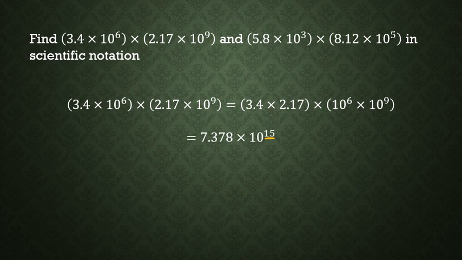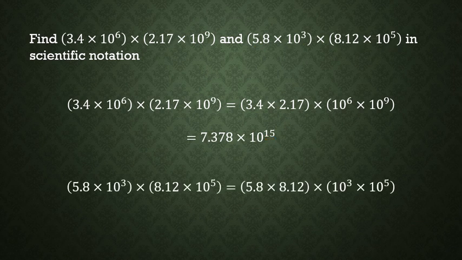For the second one here, we're going to start off the same way. I'm going to do 5.8 times 8.12, and then I'm going to do the 10 cubed times the 10 to the 5th, as you see right here. When you do the 5.8 times 8.12, you get 47.096. When you do 10 cubed times 10 to the 5th, you get 10 to the 8th.